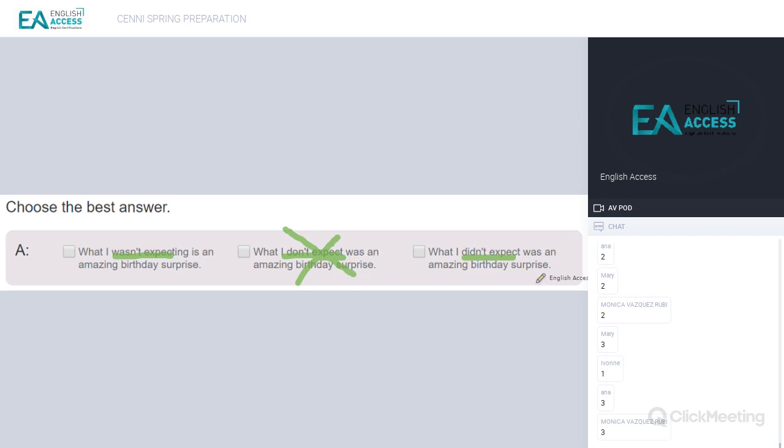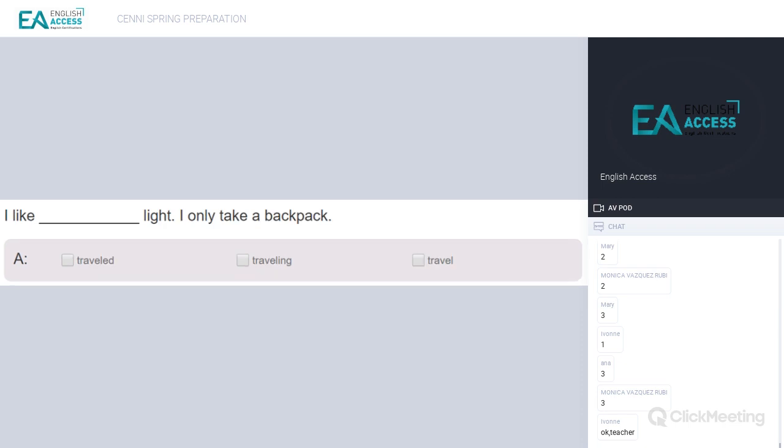Now, what I didn't expect was an amazing birthday surprise. In this case, with the verb expect, you don't say I wasn't expecting. You say I didn't expect, right? Because expect is a verb that generally is not used in ing. It's usually in simple form. So the correct answer is therefore number 3. Okay, let's go to number 9.